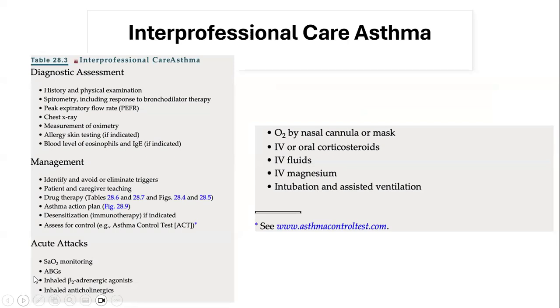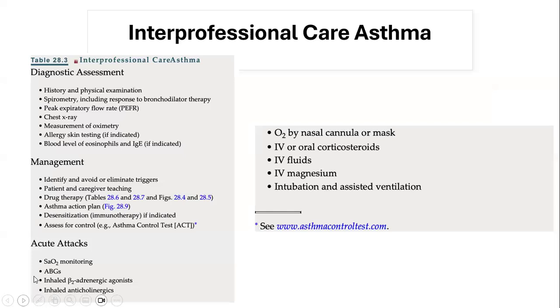Like in the videos before, interprofessional care is all about working together for every healthcare provider, whether it is physician, nurses, dietitian, respiratory therapist, social worker, and family to help patients deal with their asthma. For the physician, they usually start with diagnostic assessment.